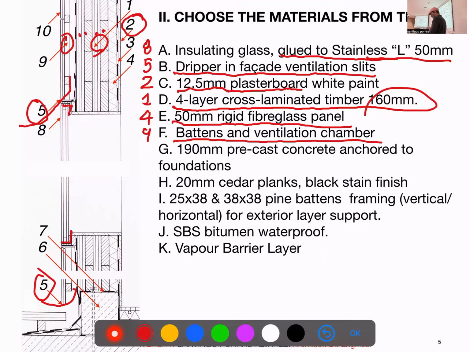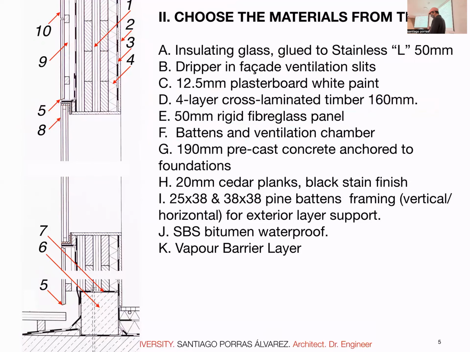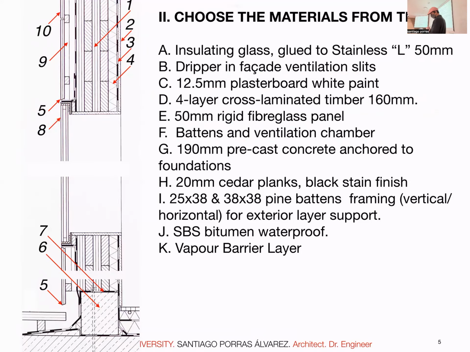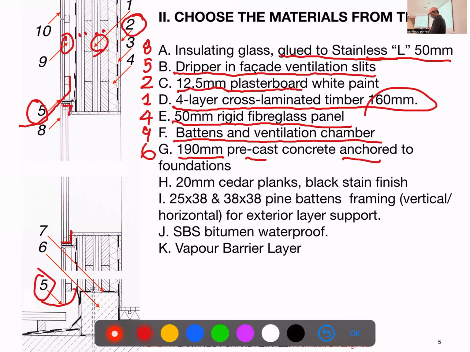Okay, then we have 190 millimeters. If you have it out, the dimensions always give you a hint of what to look at, right? Precast concrete anchored to foundations. The only element which looks like concrete here is the one in the bottom, right? Which is number 6. So I would go to number 6. For this, yeah, number 6.